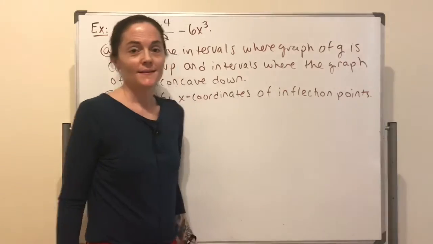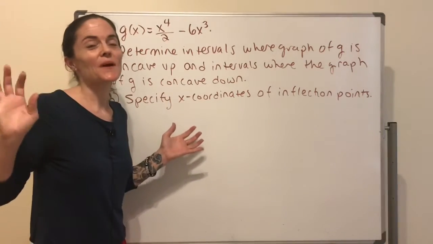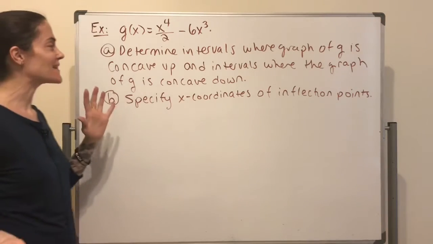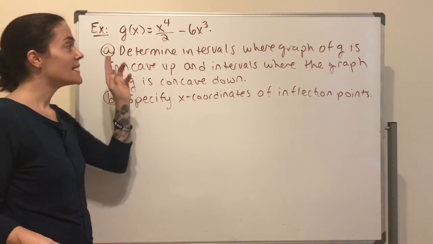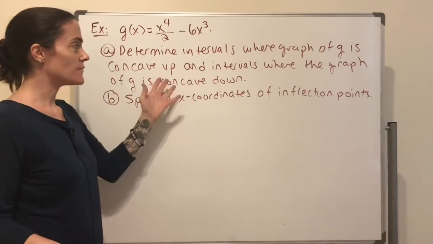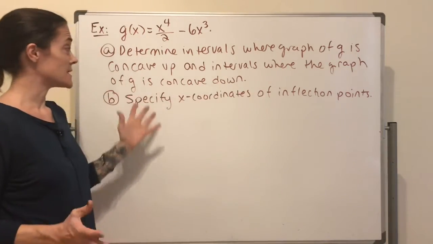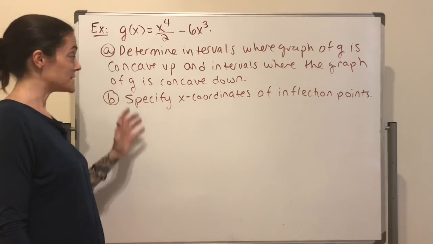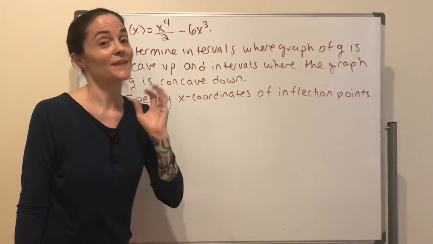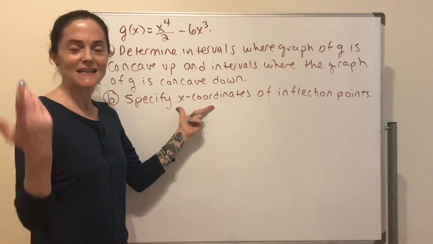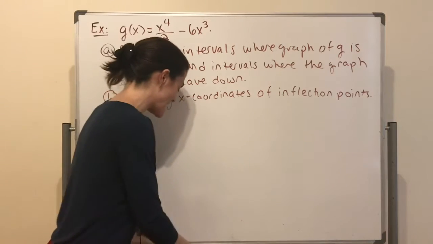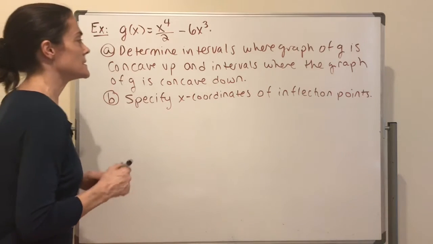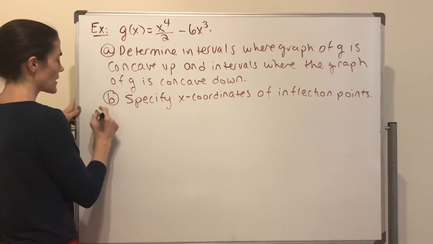Okay. Here's our first example, and this one came off an old final exam, and I used the wording exactly like the final. We will, in part A, determine the intervals where the graph of the function is concave up, and then similarly intervals where the function is concave down, and then we will find inflection points. And here it specifies x coordinates. Okay, so what we need really is the second derivative, because this is what tells us about concavity.